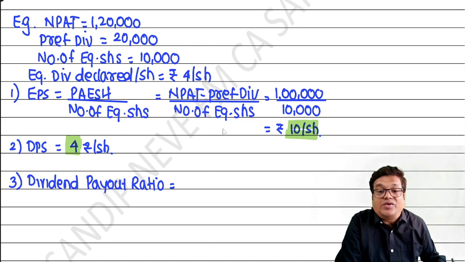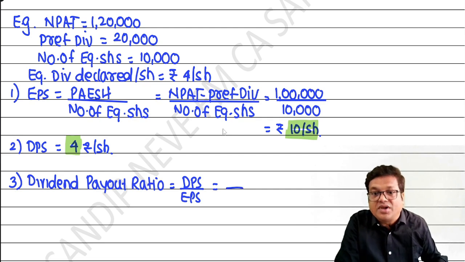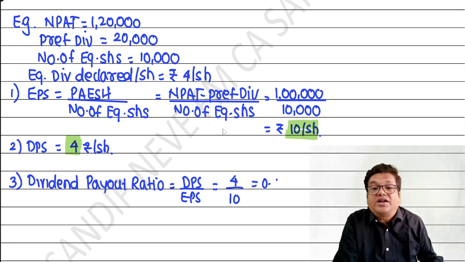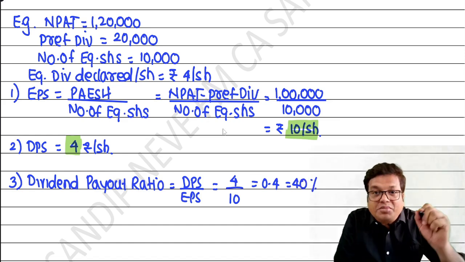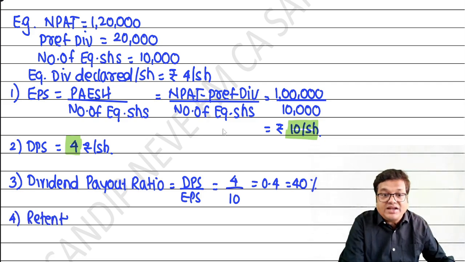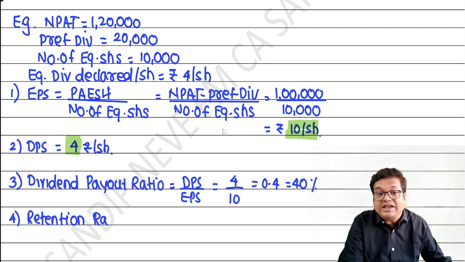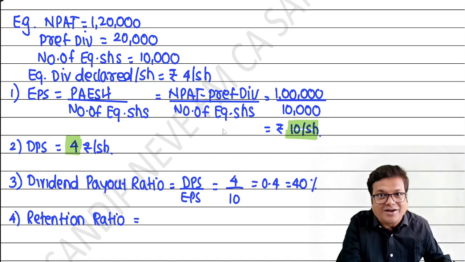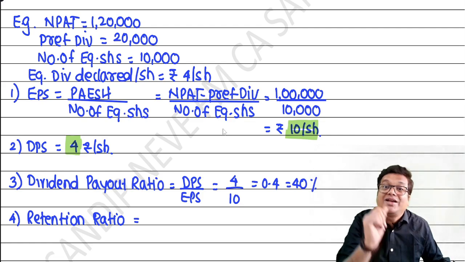So what will be our dividend payout ratio? You tell me. It will be dividend per share divided by earning per share. So my dear friends, it is so simple that out of 10 rupees you are giving away a dividend of 4 rupees. That is 0.4. That is how much? 40%. If the dividend payout ratio is 40%, then you tell me what should be the retention ratio. How much is the company not giving away? The company is giving away 40%, means it is not giving away 60%.